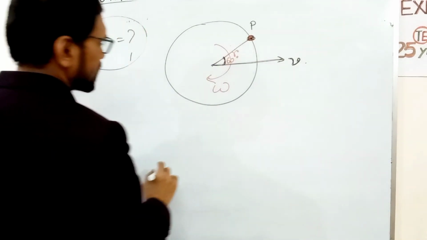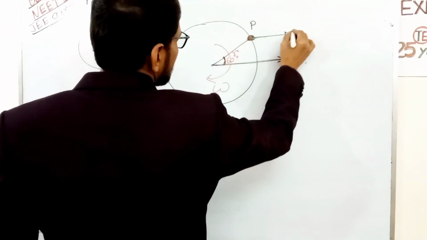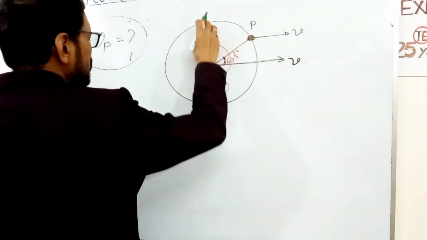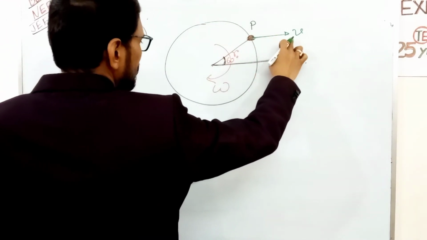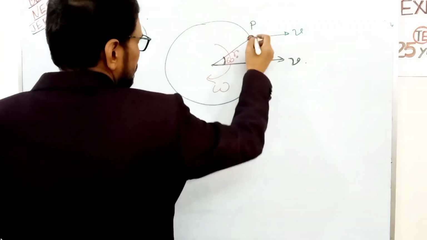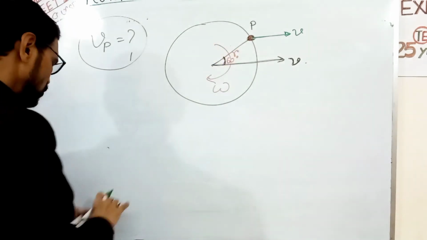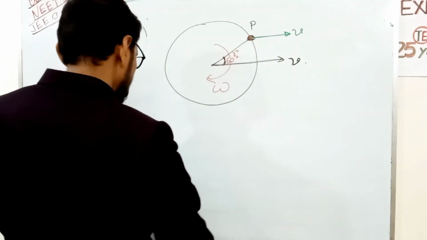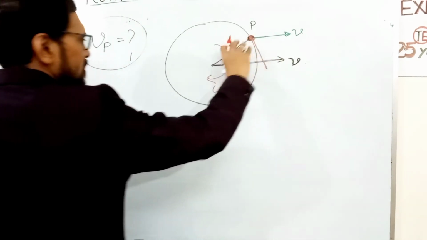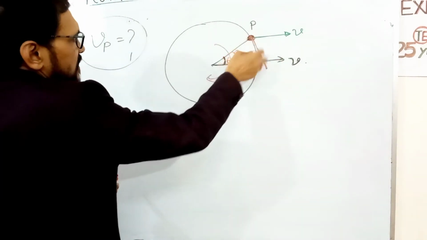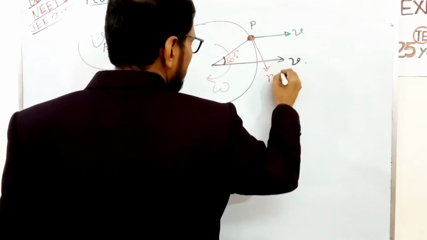Now, for pure translation, the velocity of this point is v. We know that for pure translation, the velocity of each point is the same as the velocity of the center of mass. So due to translation motion, the velocity is v. Now, due to rotation, a velocity is developed in this direction. So due to rotation, a tangential velocity is produced, and this velocity is r omega.